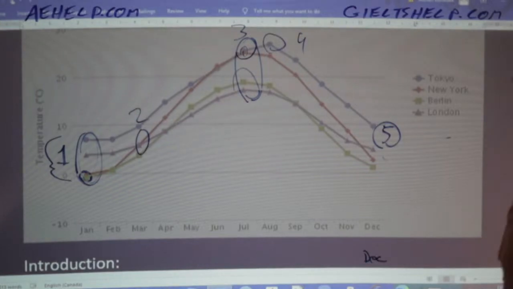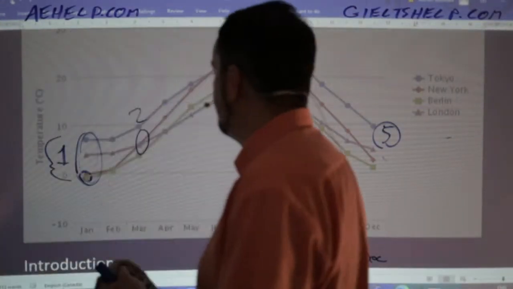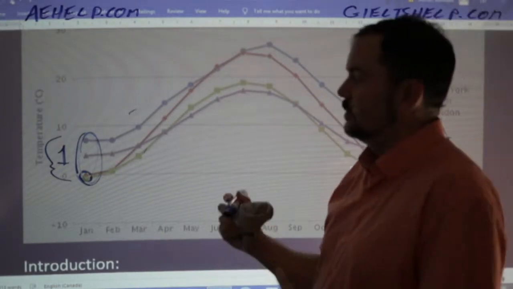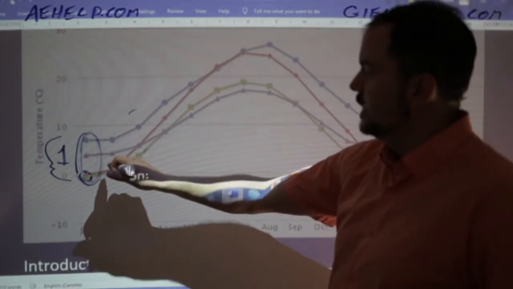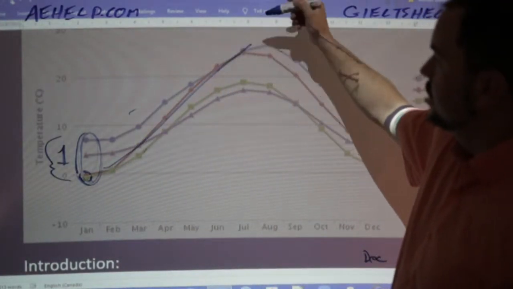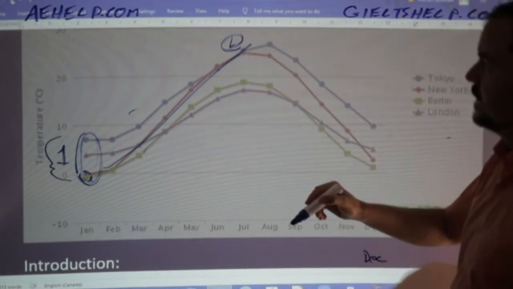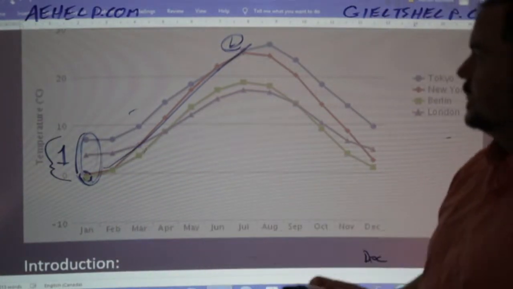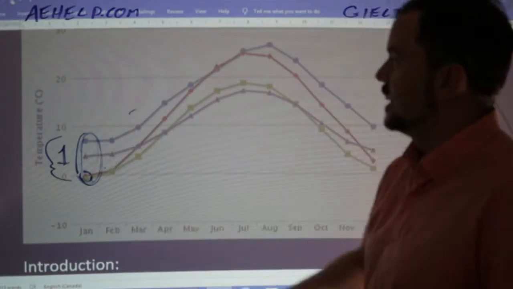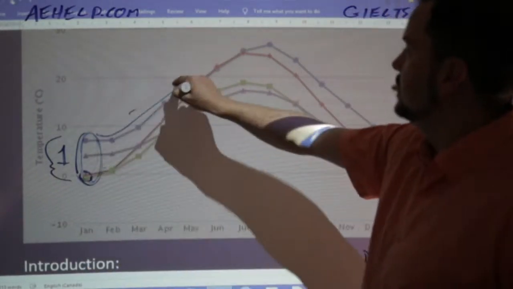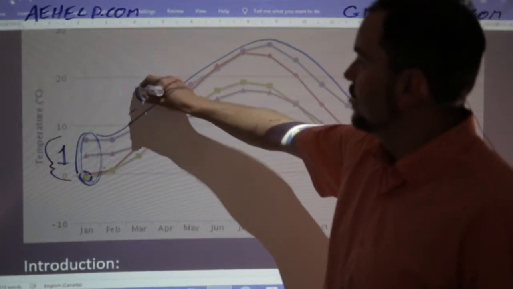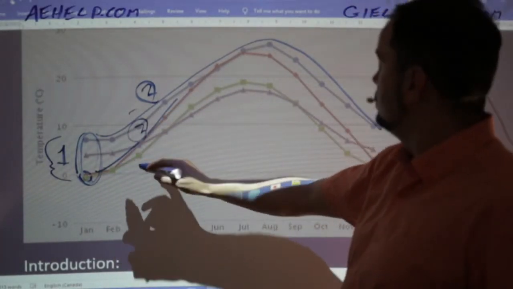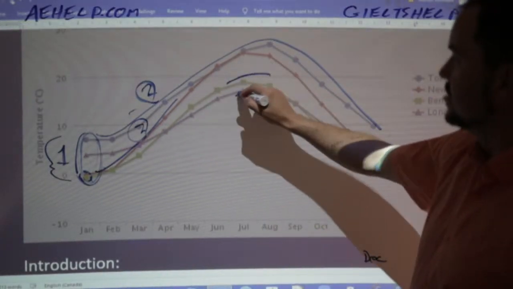All right. So what I would do, thinking critically about this, is rather than comparing months, I would do cities. So I would start with number one here, comparing the start point, and then I would do New York second, okay? Actually, now that I'm thinking out loud, I would probably do Tokyo second, because it has the highest temperatures throughout the year. Then I would do New York third, and then I would actually do Berlin and London together as number four.